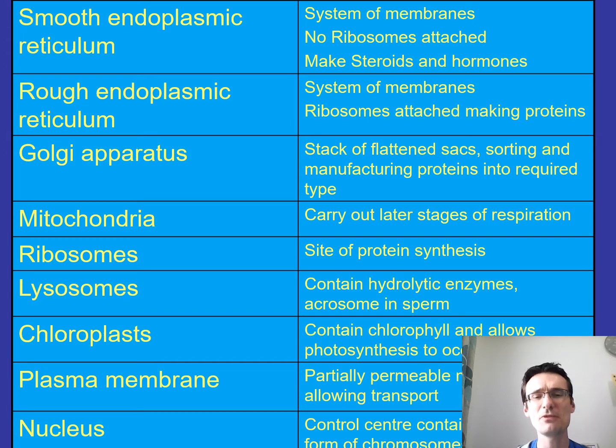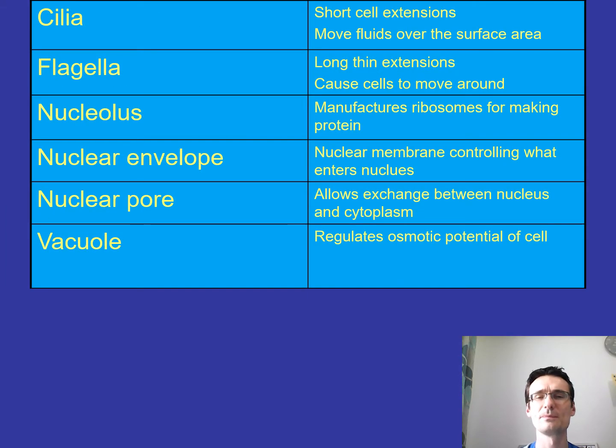The plasma membrane, or the cell surface membrane, controls what enters and leaves the cell, and the nucleus is obviously the control center of the cell that contains the DNA, which makes the codes for our proteins. You've got cilia, which are short extensions of some cells, and they can move fluids over the surface of the cell, or help move the cell itself if it lives in fluid. You've got flagella, which are long thin extensions and can again cause the cell to move.